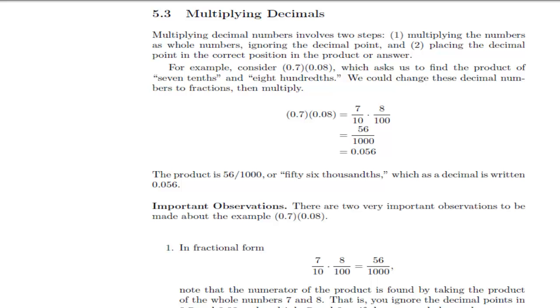We could change these decimal numbers to fractions, then multiply, changing 0.7 to 7 over 10 and 0.08 to 8 over 100. Then the numerators multiplied together is 56 and the denominators multiplied together is 1000. The product is 56 over 1000 or 56 thousandths, which as a decimal is written 0.056.